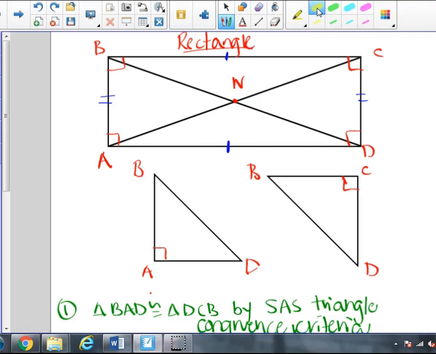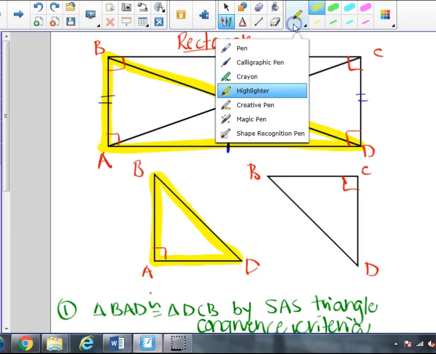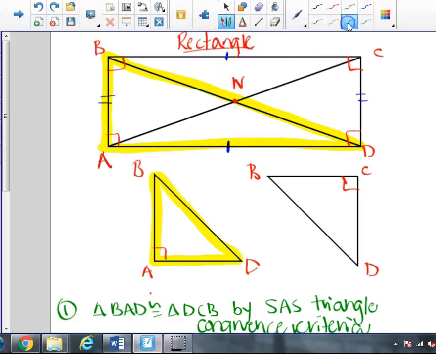We separated triangle ABD, so we're looking at this triangle here on the left in yellow. And we separated and redrew it down here so that we could see what the triangle looked like. And then we marked what was given and what we know. So we knew that BA had 2 tick marks and AD had 1 tick mark.